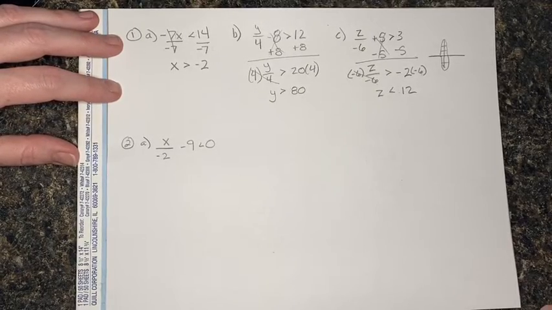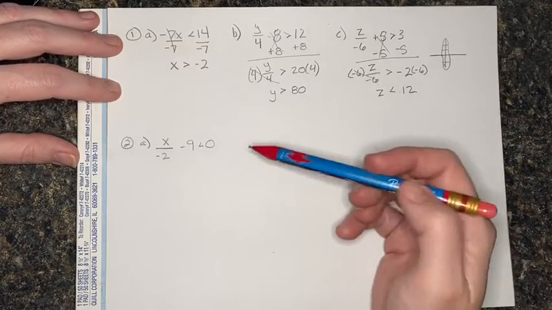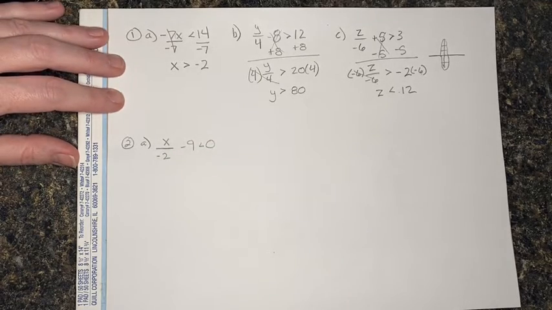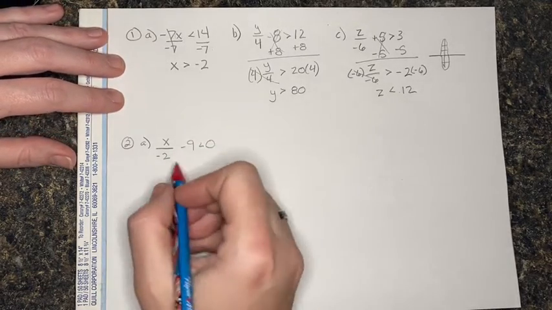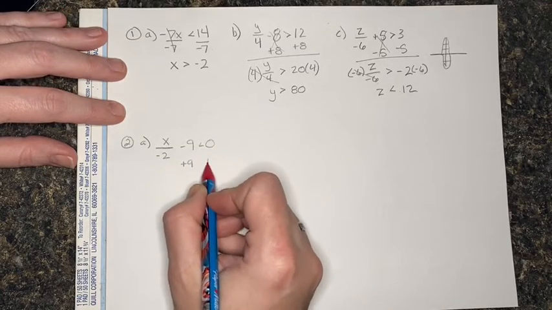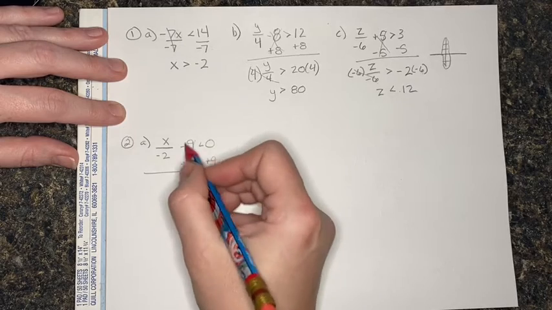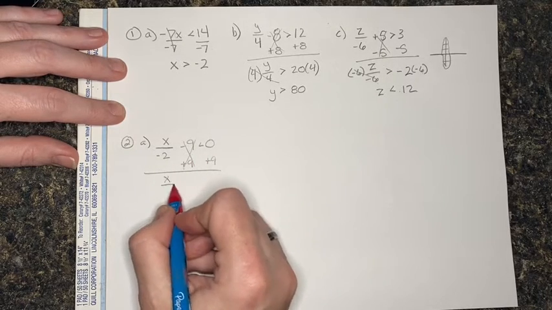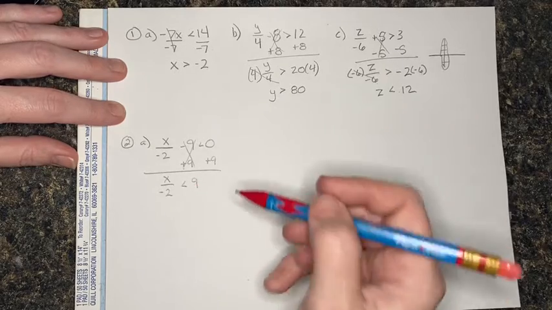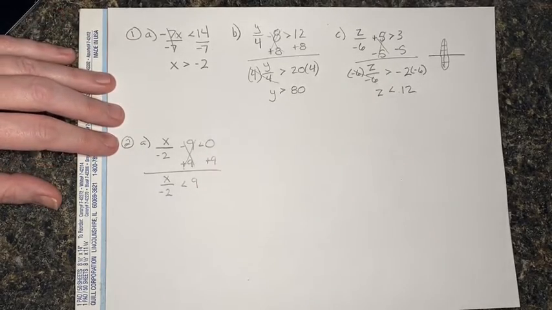Okay, let's take a look at problem number 2a. It starts out with x divided by -2 minus 9 is less than 0. So constant first, we want to do the opposite. So we're going to add 9 to both sides, okay? They cancel here. We're left with x divided by -2 is less than 9, okay? We're just moving a constant here. We don't need to change our inequality.